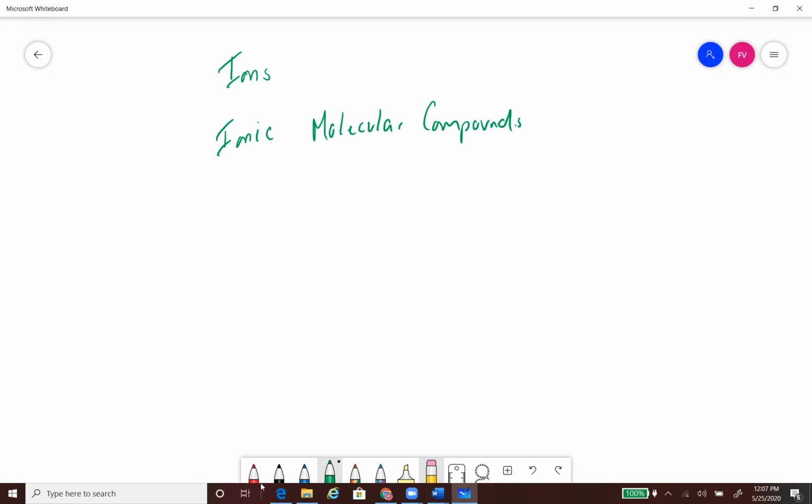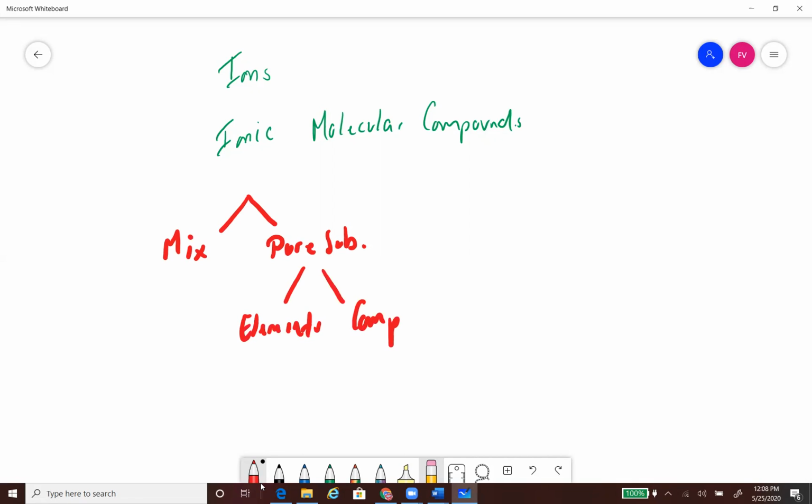So this is the idea. If you remember before, we covered classification of matter. We said that matter is divided into two groups: your pure substances, and then your mixtures. You remember that from last time. And then your pure substances were divided into your elements and then your compounds. All right, so today we'll look at how to name compounds. We'll look at how to name two types of compounds called ionic and molecular. I'll distinguish the difference between the two.